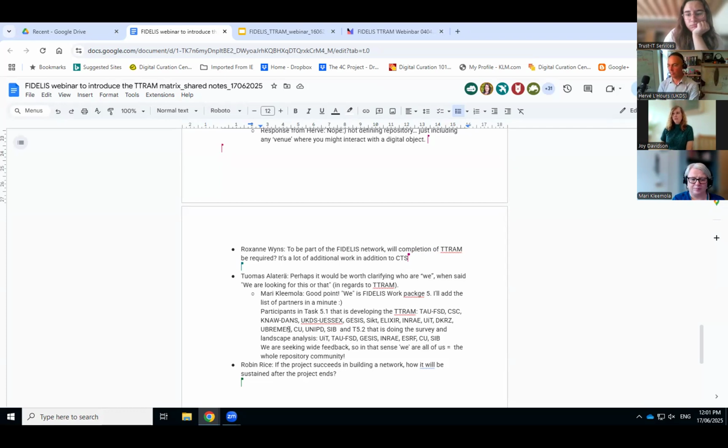Yeah, and I believe the only requirement to be part of the network at this point of the project is to endorse the trust principles. I believe that's the only formal requirement.